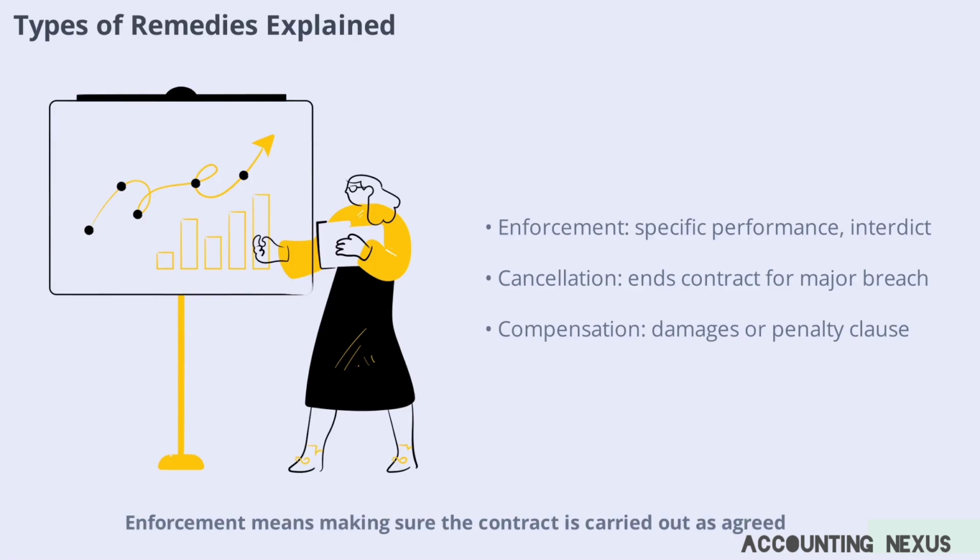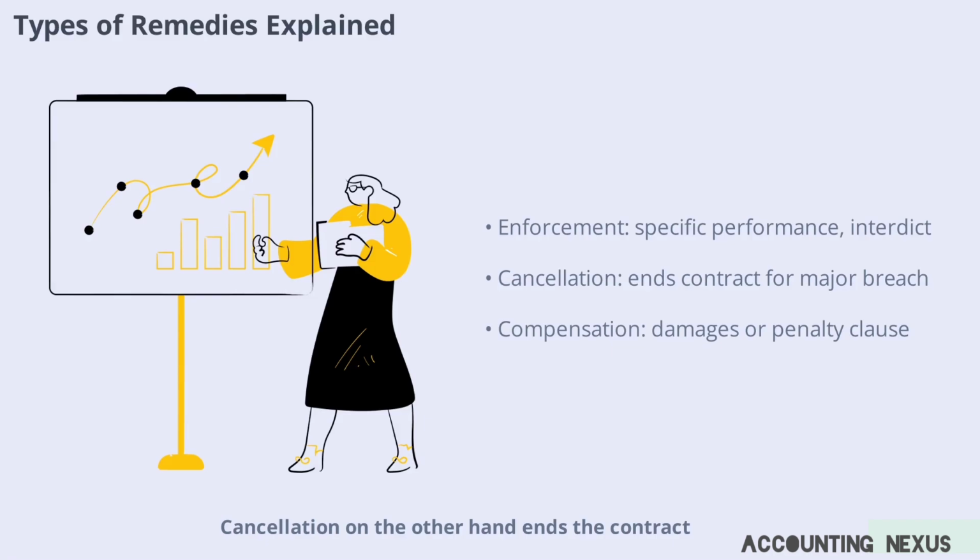Enforcement means making sure the contract is carried out as agreed, often through a court order for specific performance, an interdict to stop certain actions, or by allowing the innocent party to withhold their own performance. Cancellation, on the other hand, ends the contract, usually when the breach is serious or material. Finally, compensation involves awarding damages to the harmed party to cover their losses. Sometimes, contracts include penalty clauses that set out in advance what must be paid if there's a breach. Understanding these options is key to knowing how to respond when things go wrong in a contractual relationship.